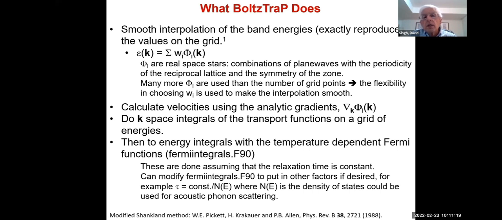That's the key point of BoltzTraP, it uses this Shankland method, which is an interpolation based on a linear combination of what amounts to plane waves, symmetrized plane waves, which are called real space stars. And then you have an analytic form. It's an interpolated form, but it's exact at the grid points. And it's something that you can take derivatives of to get velocities in an easy and numerically stable way. And it's a smooth interpolation, which means that you don't have wild oscillations between the grid points. So this converges and you can get those derivatives. So BoltzTraP then calculates the velocities using analytic gradients, and it does the k-space integrals of the transport functions on a grid of energy.